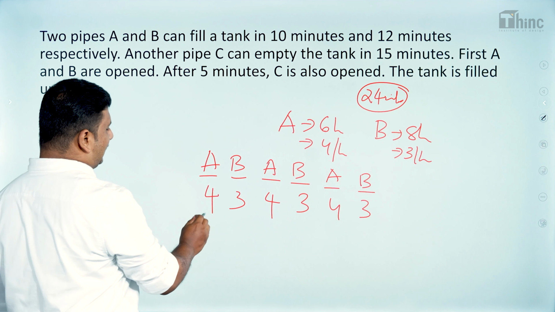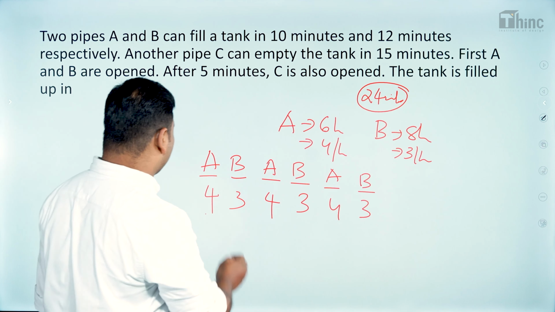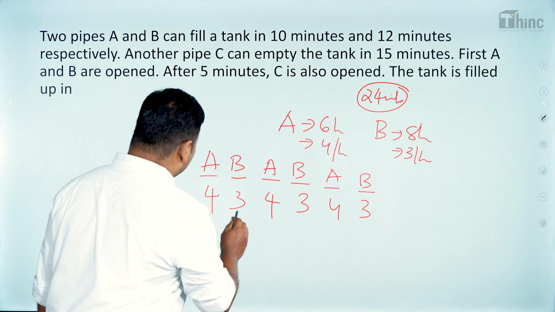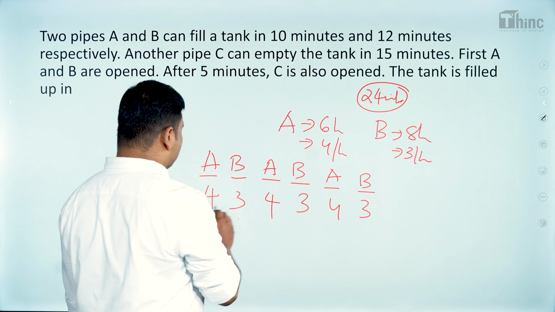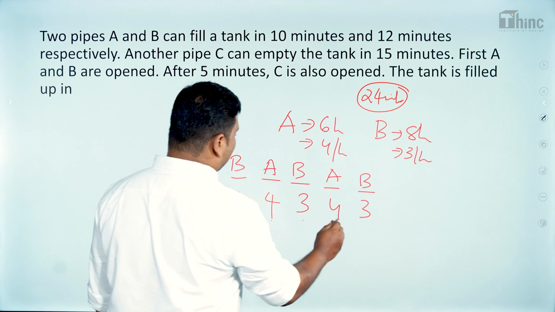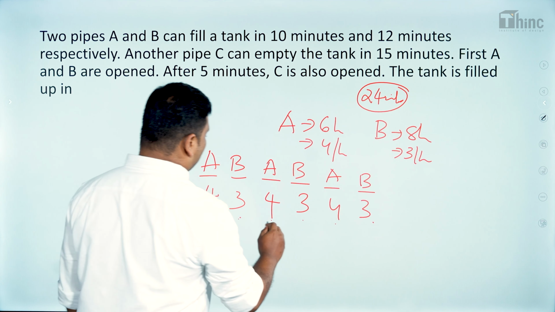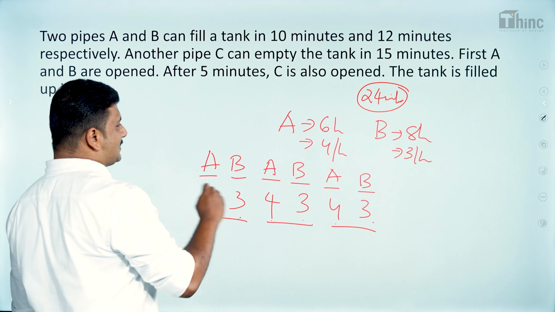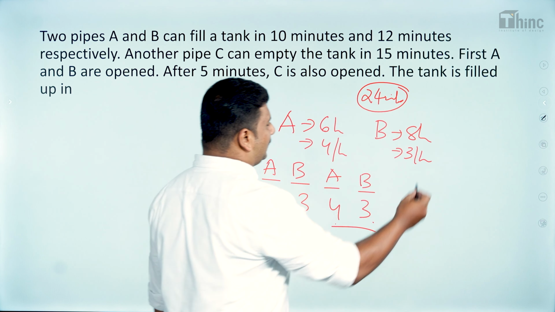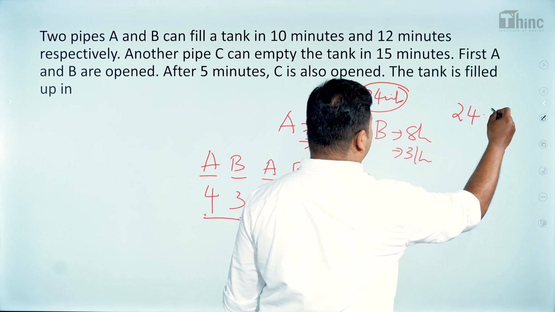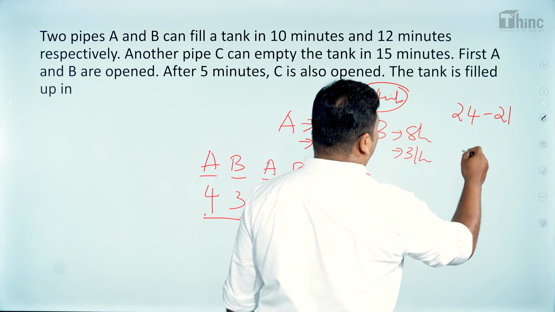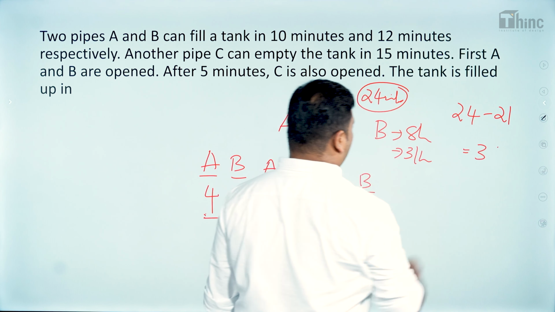So, already in the first hour, A is working. Now, they are working on alternate hours. So, on the first hour, A will do 4 units. Then B will do 3 units. Then 4, then 3, then 4, then 3. Now 7 plus 7 plus 7, 21 units is already done. So out of 24, 21 units is already done. So how much is pending? 24 minus 21, that is 3 units is what is pending.